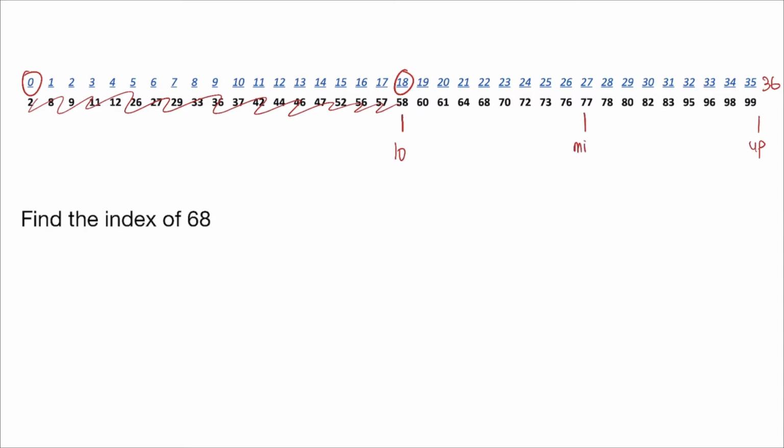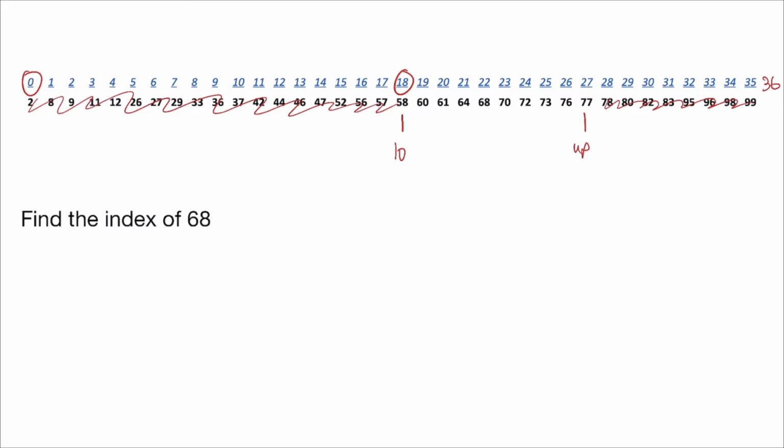And this is going to be our middle element. So at index 27, we have the element 77. Is that the element that we want? No, it's not. But 68 is less than 77. So it's going to appear in this left half. So again, we can rule out this right half here, and we can adjust our upper bound so that our new upper bound is going to be where our middle was.